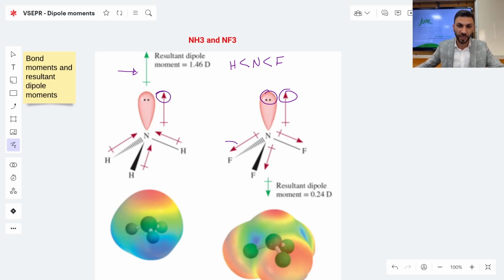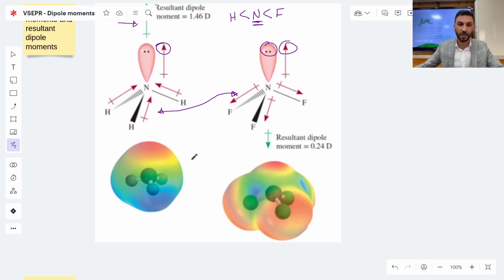But here is the difference between these two arrows, because the nitrogen has lower electronegativity than the fluorine. That's why the arrow goes in this direction. And the nitrogen has higher electronegativity than the hydrogen. That's why it goes in this direction. And this is the difference between the two molecules. This is NF3 and this is NH3.